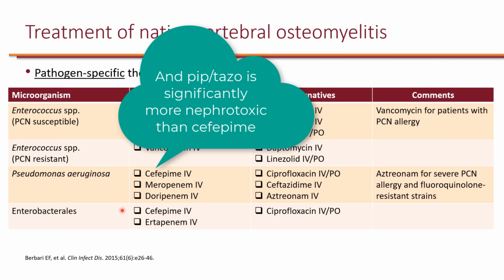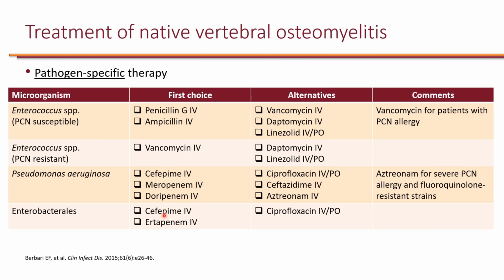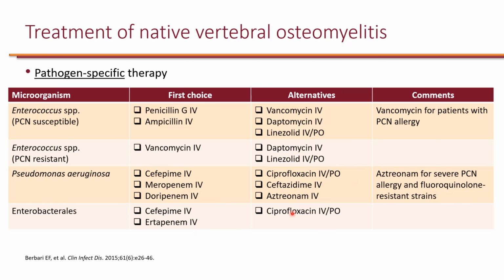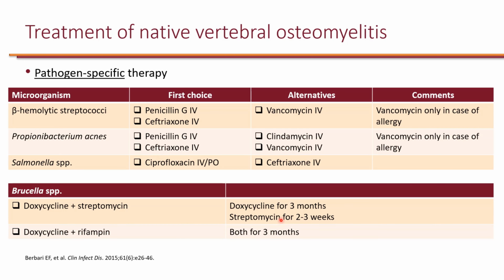Now, for Enterobacterales, cefepime or ertapenem have extensively been studied, and they are the drug of choice. Even though cefepime is very broad spectrum, because of the extensive data for its efficacy, it is listed here. And alternatively, we have ciprofloxacin. For beta hemolytic streptococci, we have penicillin and ceftriaxone as first choice, and vancomycin will be an alternative. And you can see the first choice for some of the other causative pathogens.